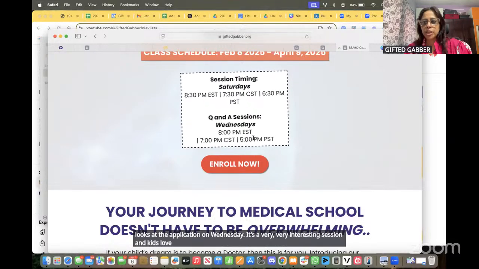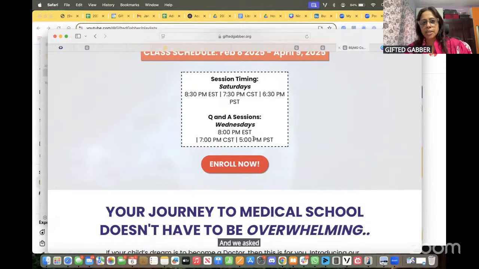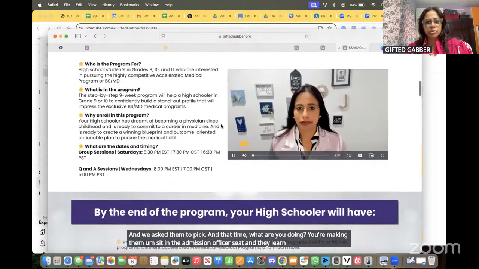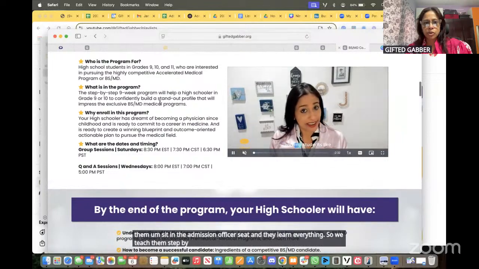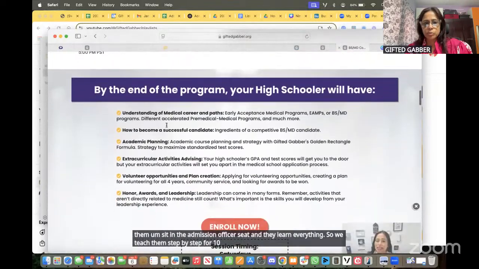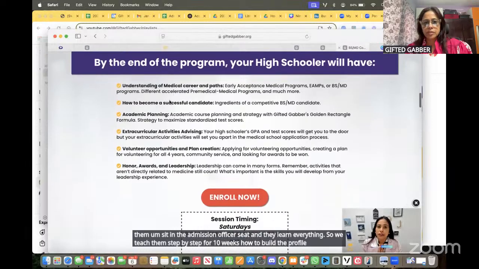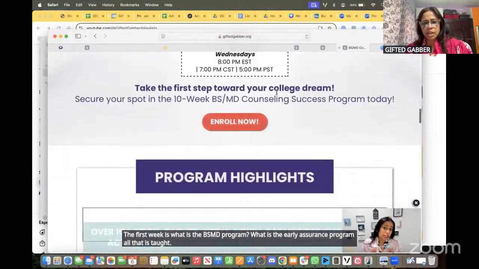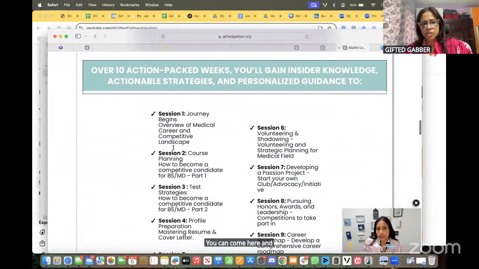What we do is we give them different profiles and we ask them to pick. At that time, you're making them sit in the admission officer's seat and they learn everything. So we teach them step by step for 10 weeks how to build the profile. Every week is a theme. The first week is: what is the BSMD program? What is the early assurance program? All that is taught. You can see here, the first session is an overview.